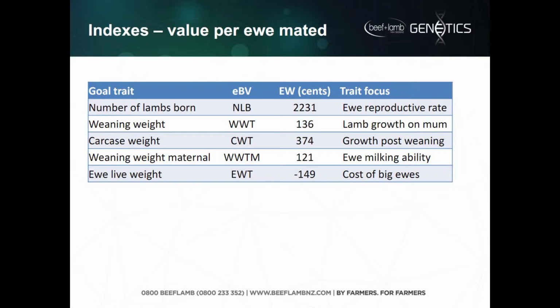These are the weights that we're putting on in our indexes when we want to calculate the sum of all the improvements you're making in genetics. And down here, here's this penalty on ewe weight. So up here we're selecting for weaning weight at $1.36, and we're selecting against adult ewe weight. We're trying to balance out the ewes getting too big.